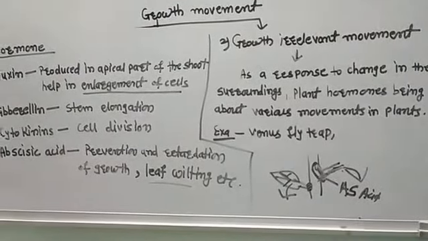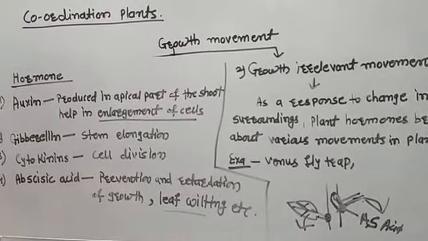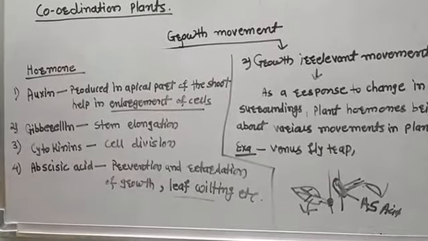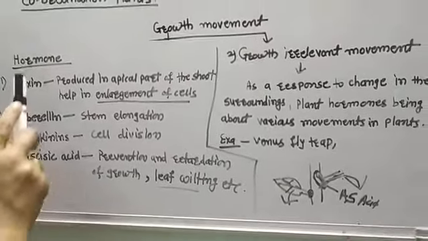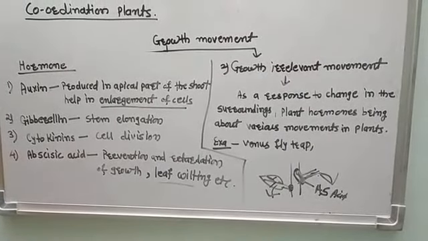Meaning that this abscisic acid can carry out the wilting in the plant body, it can also carry out the prevention and retardation of the growth. All these are the hormones which are secreted by the plant body, and the role of the hormone is very important.